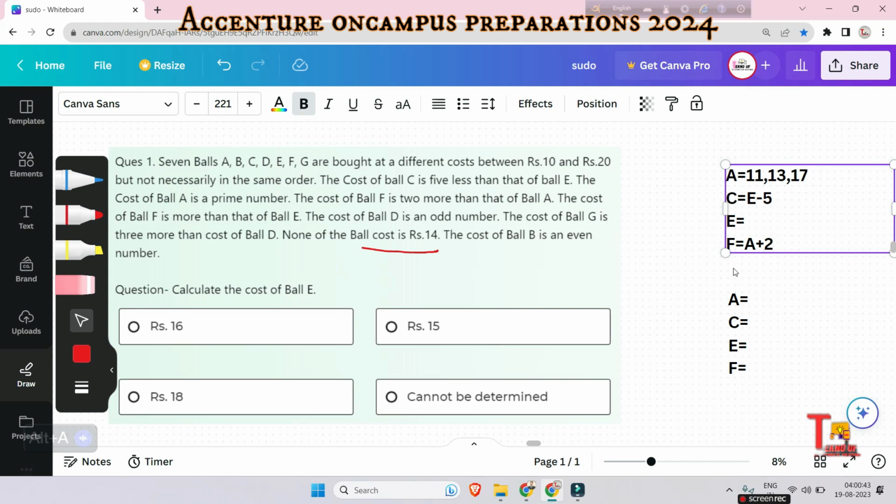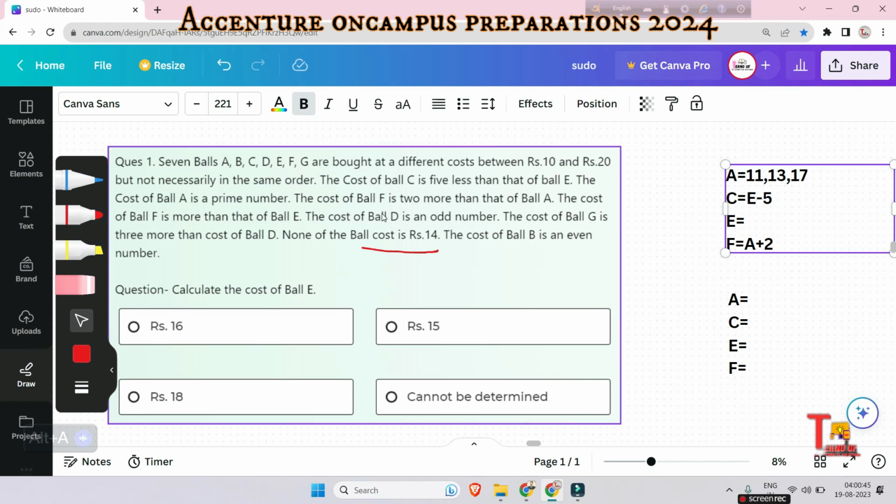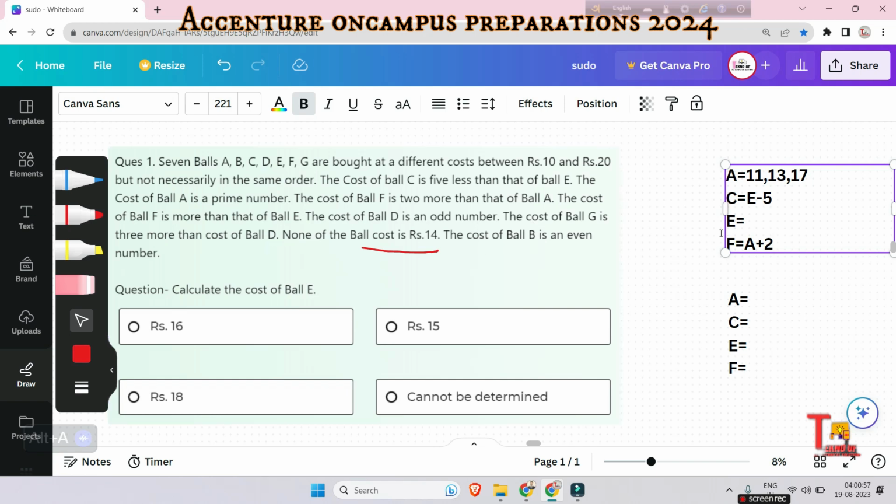So these are the initial conditions we have checked, and here we can see the cost of ball D is an odd number and ball G is 3 more than the cost of ball D. We are checking that. Before we do, we should conclude from this condition that A is among 11, 13 and 17, and the value of C should be among 13, 12 or 11.